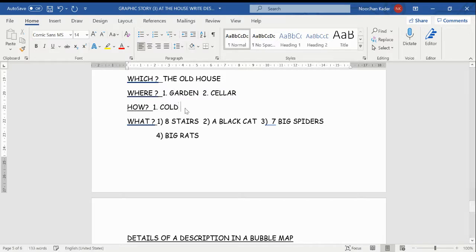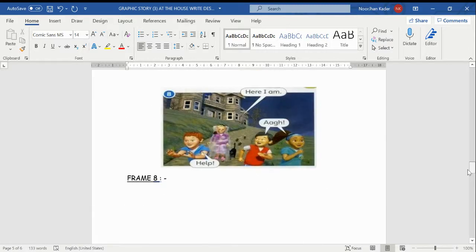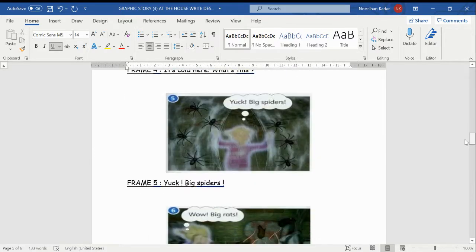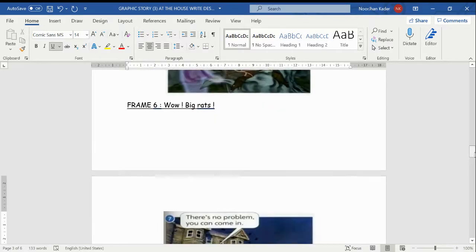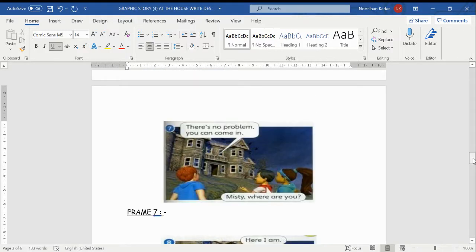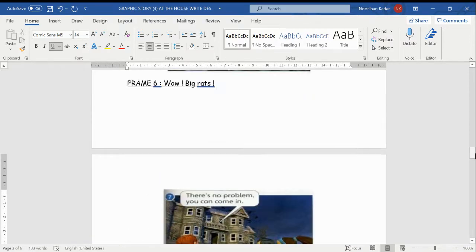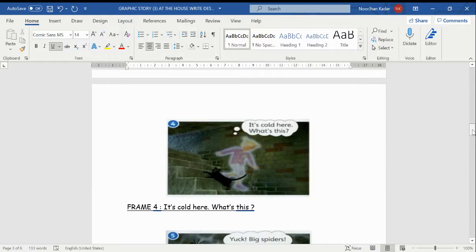Okay. Then anything else? Wait, let us see whether there are more answers for the question how. Okay, how? It's cold here. Then big spiders answer the question for what. Big rats answers the question for what. And 7 and 8, there's no description. So there's no more answer for how. But now you have to look at the pictures.